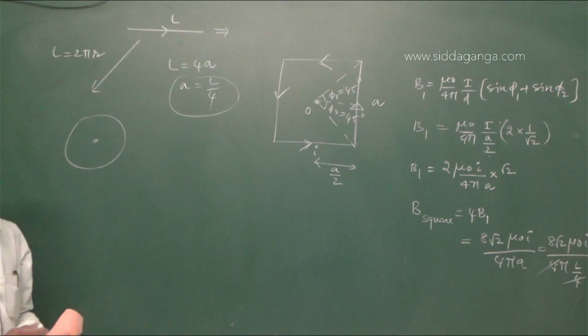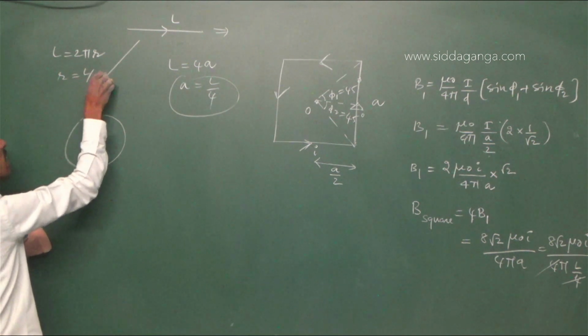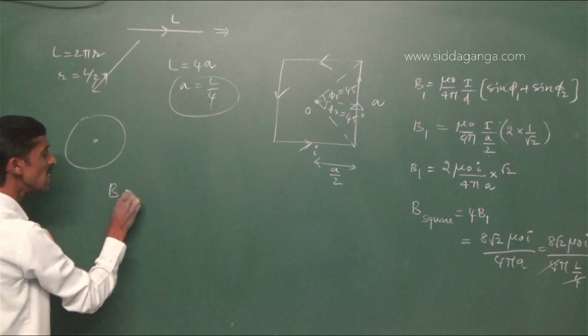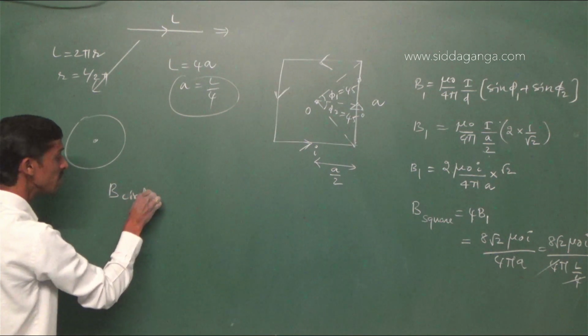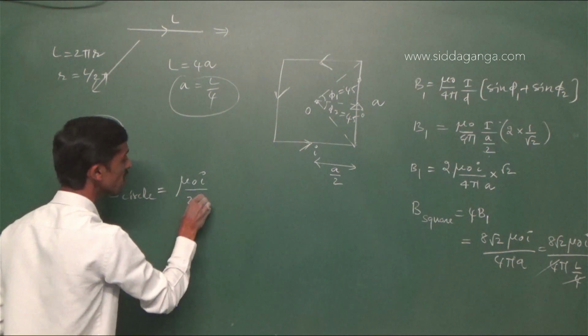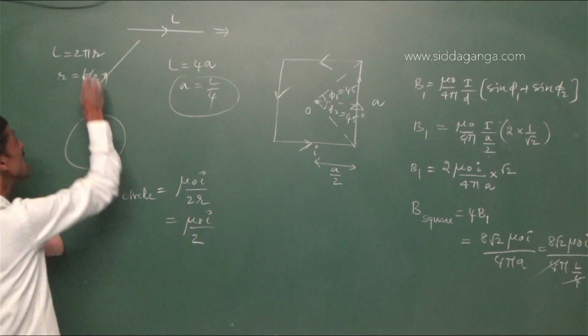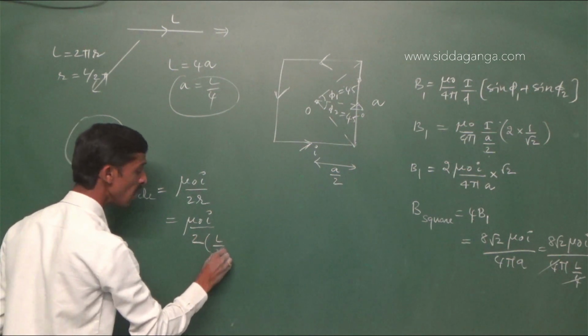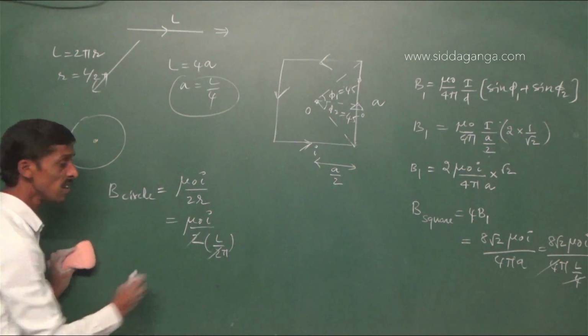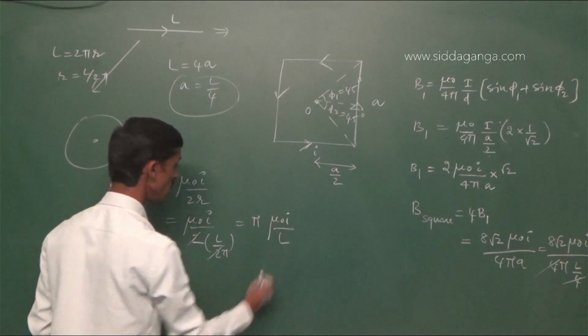Now if the same wire is bent into a circle, the length is equal to the circumference. The circumference of the circle is 2 pi r. So in place of r you can write L by 2 pi. What is the magnetic field at the center of the circular loop? B is equal to mu naught I by 2r. So mu naught I by 2, but r can be written as L by 2 pi. So here 2 gets cancelled. So that is equal to pi into mu naught I by L.